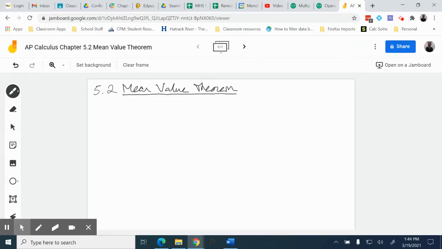All right, welcome back to AP Calculus. This is chapter 5.2 in the book. The topic is the mean value theorem, and I'm going to start with a picture.